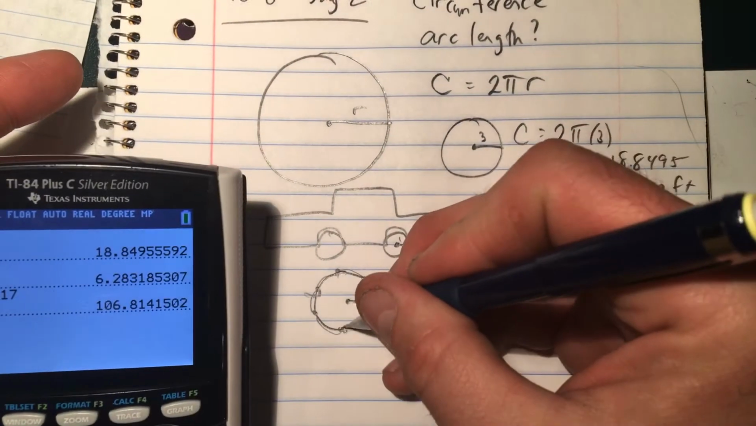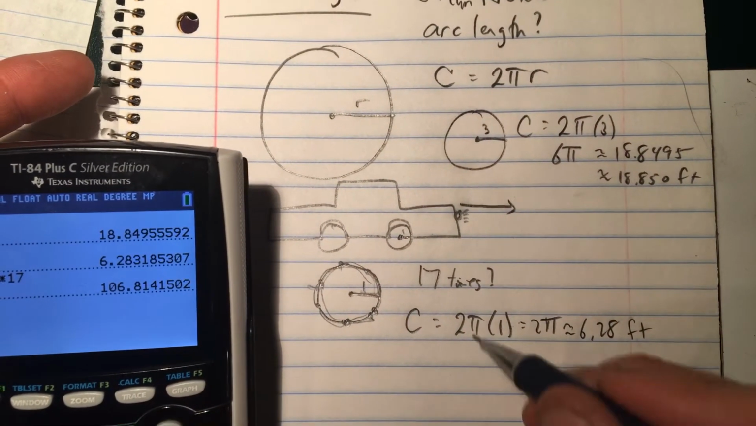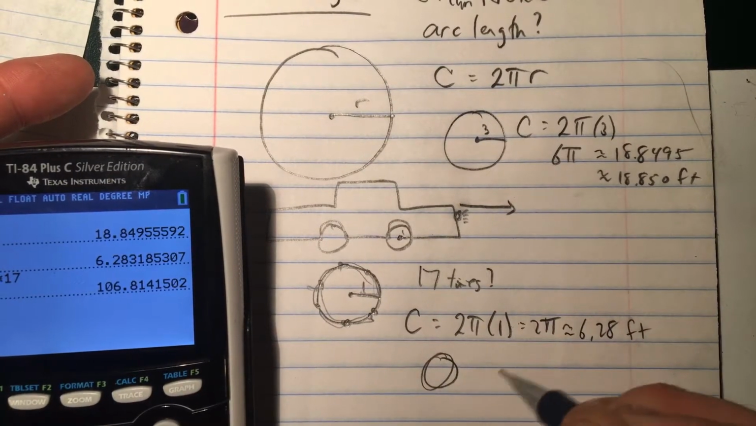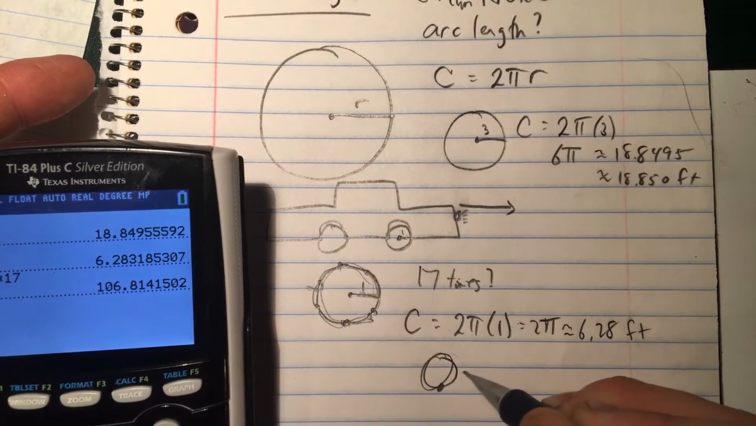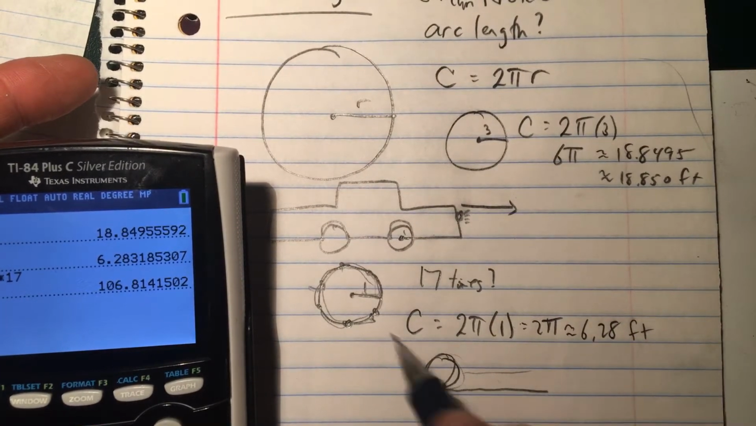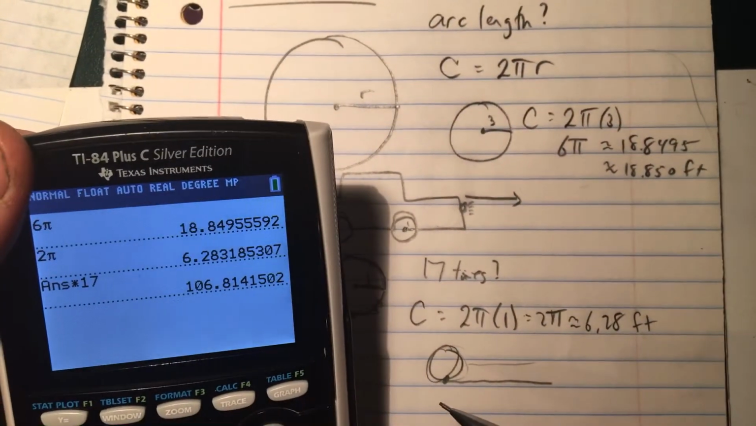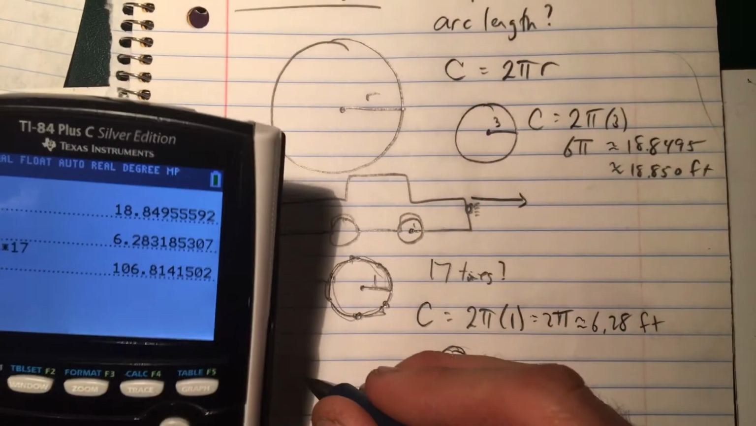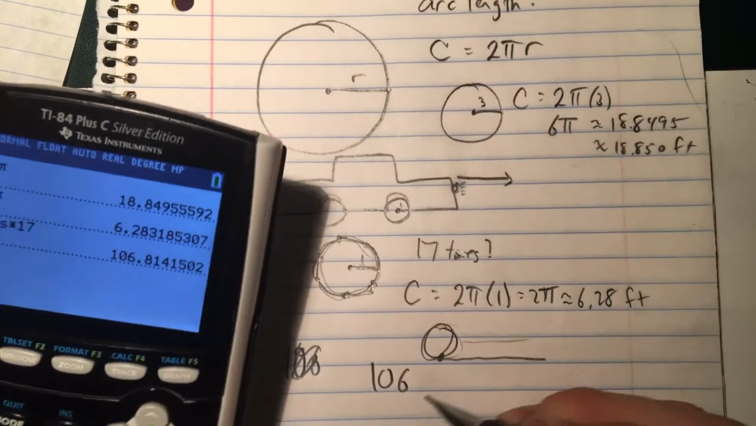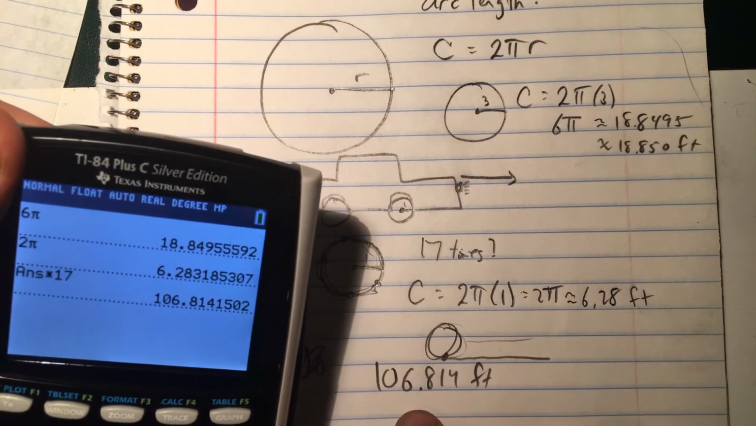If the wheel goes around 17 times, the entire length of that circle lays out on the ground each time. So we have 6.28 times 17, which is 106.814 feet. That's pretty cool.